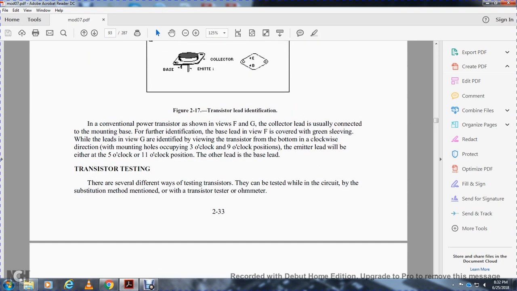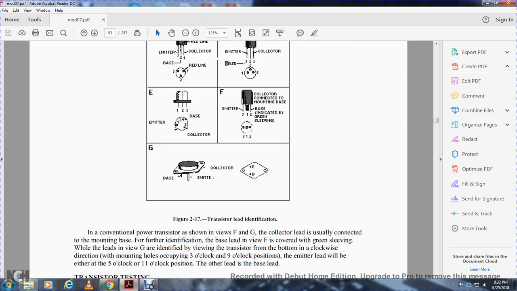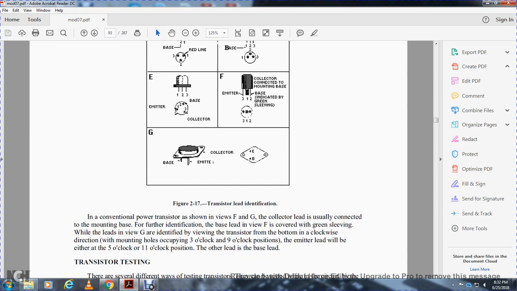In the power transistors shown in views F and G, the collector lead is usually connected to the mounting base. For further identification of the base lead in view F, look for the cup with the grease sleeving. In view G, the leads are identified by viewing the transistor from the bottom in the clockwise direction, with the mounting holes occupying the 3 o'clock and 9 o'clock positions. The emitter lead will be at either the 5 o'clock or 11 o'clock position. The other lead is the base lead.